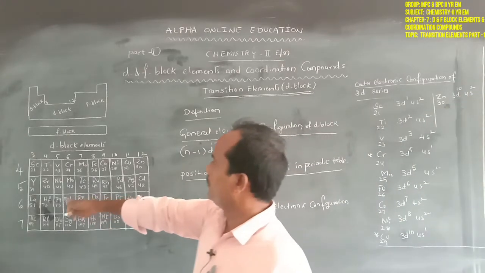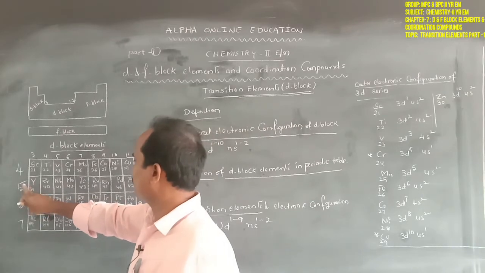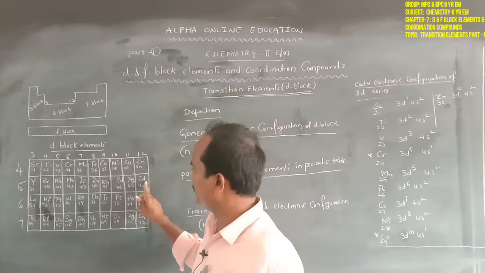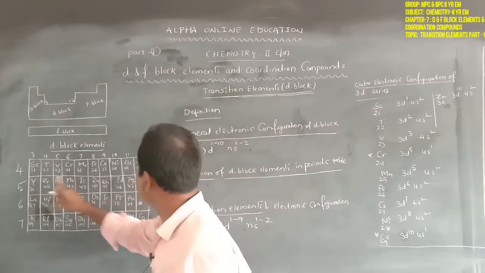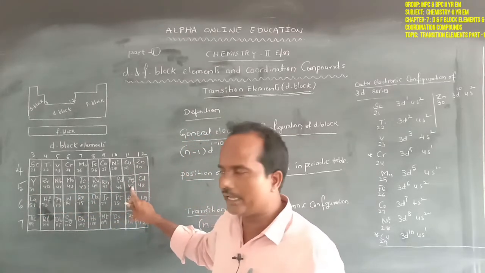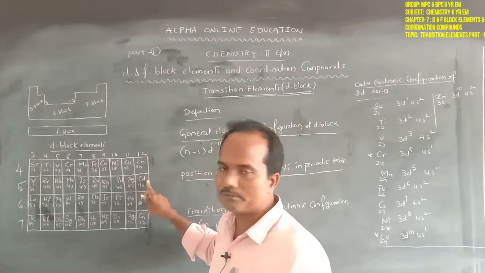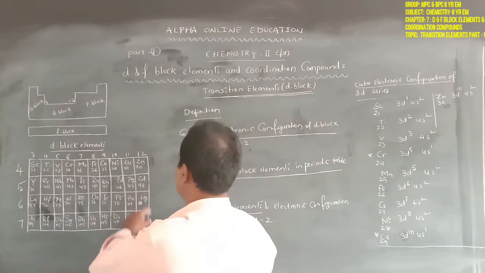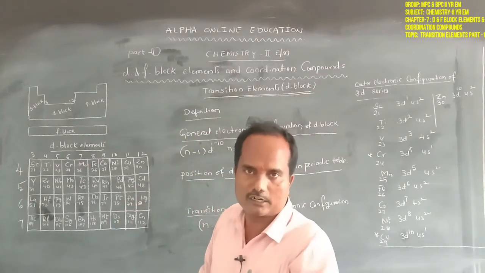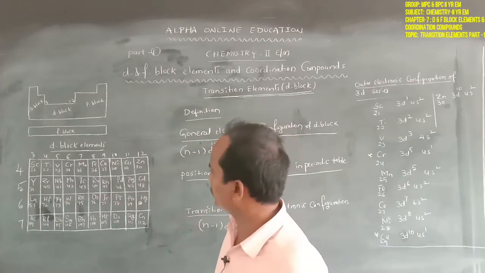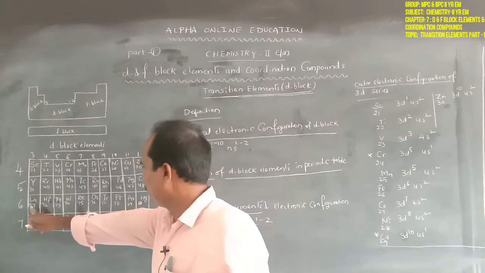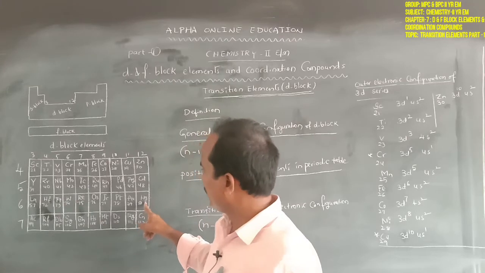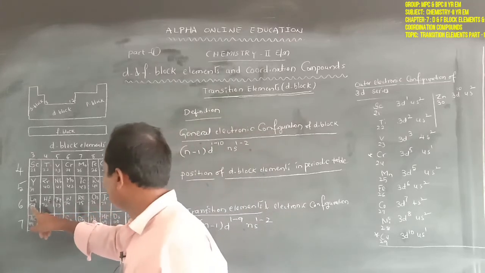When you take the second transition series, or 4d series, it is yttrium to cadmium. Yttrium to silver are treated as transition elements, but cadmium is not considered a transition element because it also has a d10 electron configuration. Next, lanthanum to mercury.